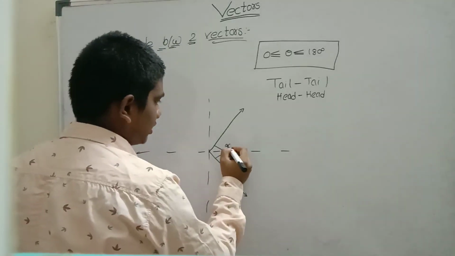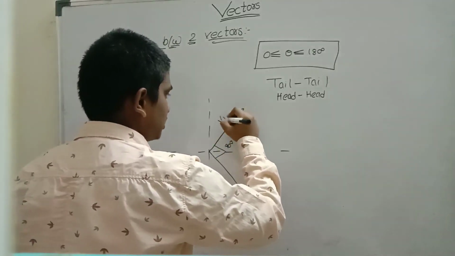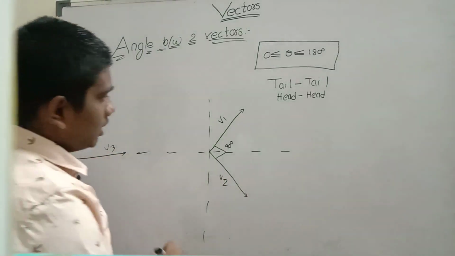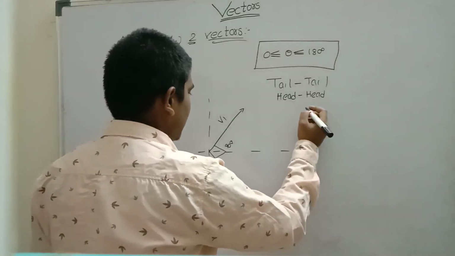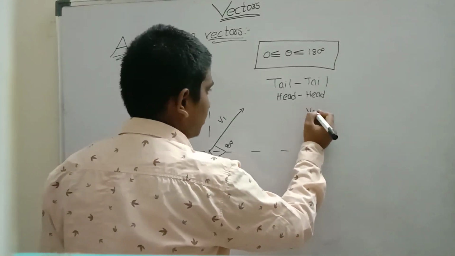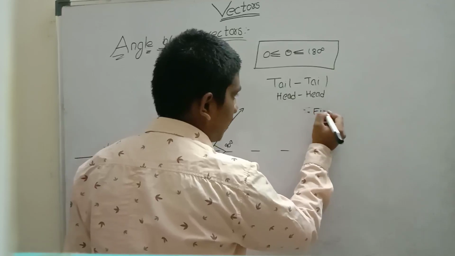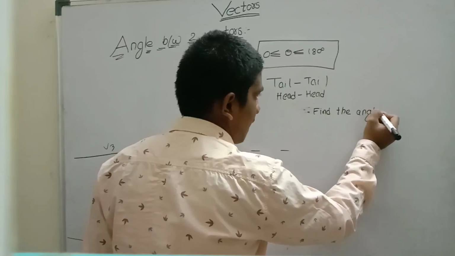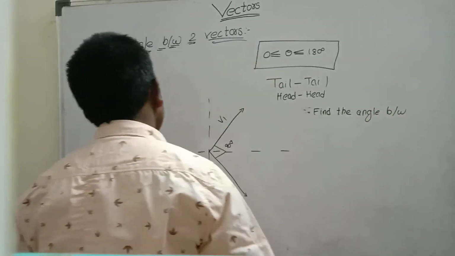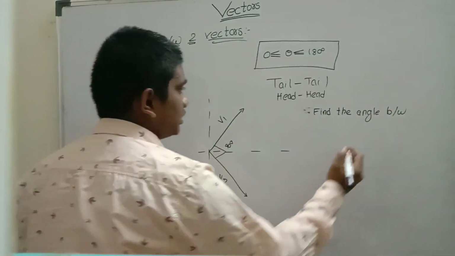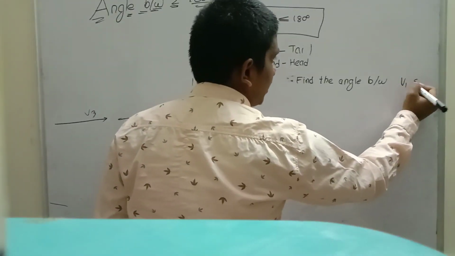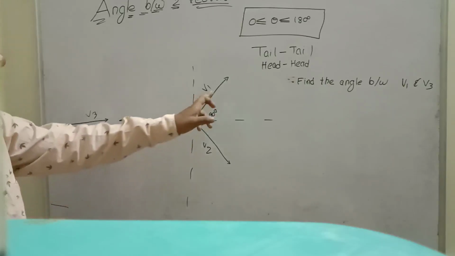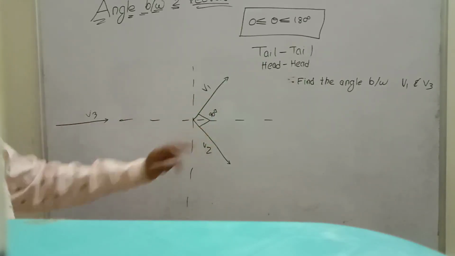This is given as 90 degrees. Let us say that these are V1, V2, V3. Here the question asked is to find the angle between V1 and V3. So how to simplify this? V3 is here, V1 is here. How to get this to here?